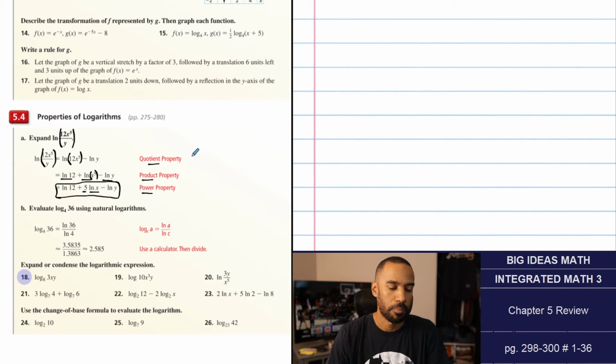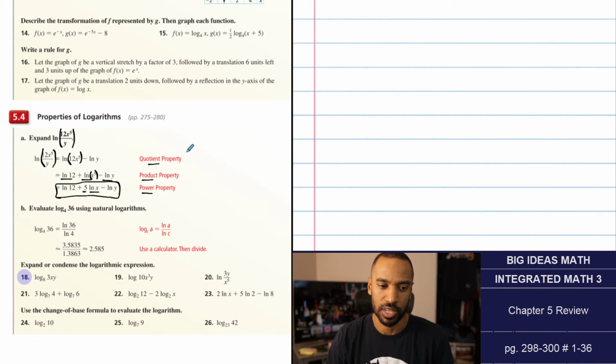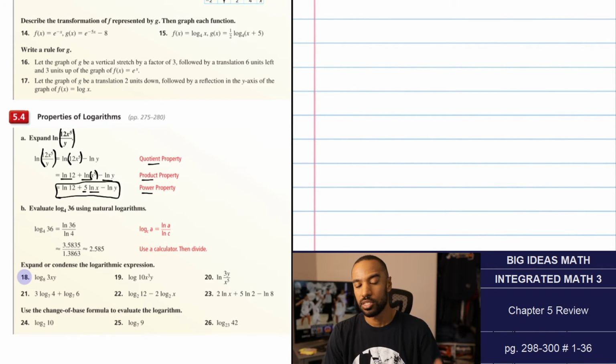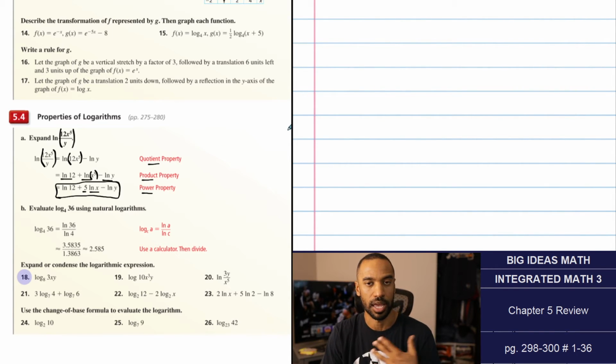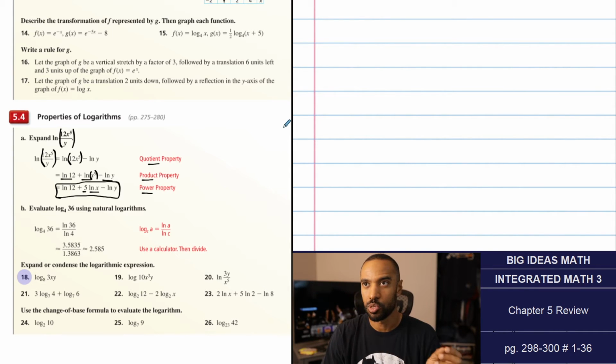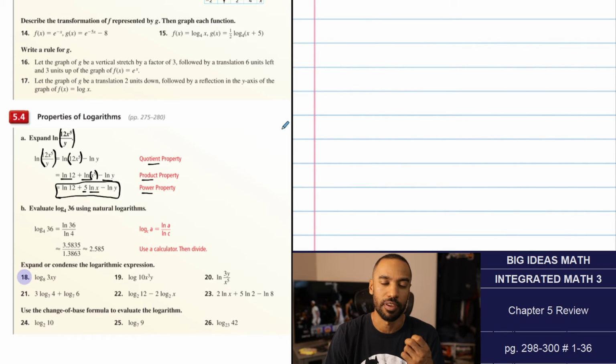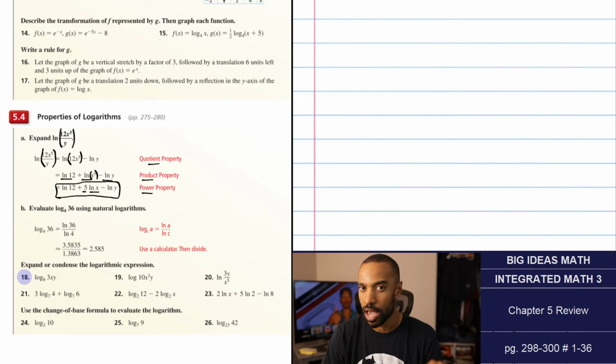Now, the next one, part B, says evaluate log base 4 of 36 using natural logarithms. This asks you 4 to what power is 36, and I couldn't tell you what it is. I don't know. It's not 9, that's 4 times 9. It's somewhere between 4 squared and 4 cubed. 4 squared is 16, 4 cubed is 64. But if you ever wanted the answer, you can use your calculator and the change of base formula.